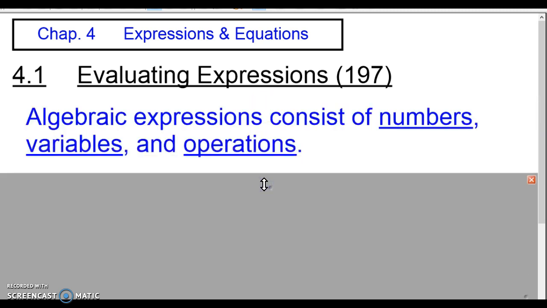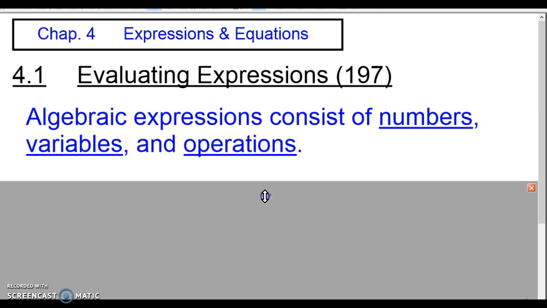So an algebraic expression consists of numbers, variables, and an operation. Numbers we're already used to. That would be like 1, 2, -1. It could be whole numbers, rational numbers. Variables are letters that take the place of a number. And then an operation would be addition, subtraction, multiplication, division, raising to certain powers, etc.